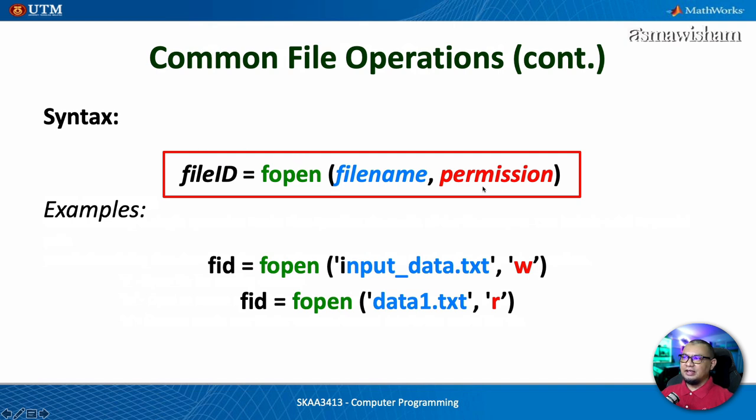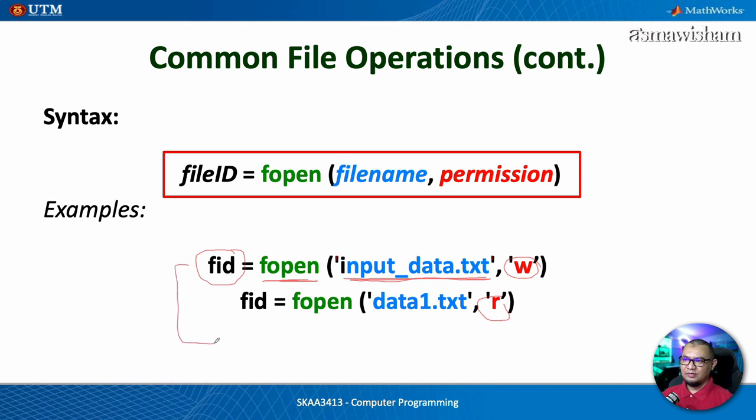So this is the more proper syntax. Like I said, you see the file ID, so you can use the variable FID. Then this is the function name, fopen. And then this is the file name. Don't forget the quotation marks here. You must have quotation marks. And then put in the permission, either W, R, or A. So you must have FID equal to fopen, the file name, and then the permission.